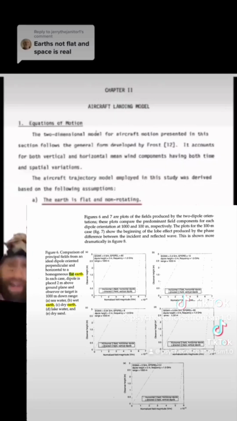NASA documentation on equations of motion. The helicopter equations of motion are given in body axes with respect to a flat and non-rotating Earth. NASA document on the aircraft landing model. The aircraft trajectory model employed in this study was derived based on the following assumptions. What does the first one say? The Earth is flat and non-rotating.